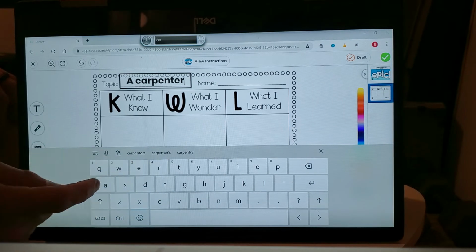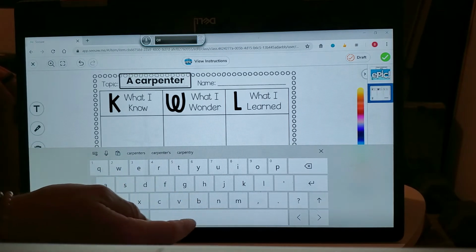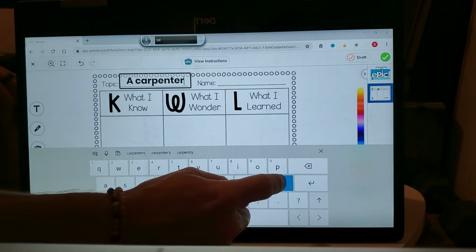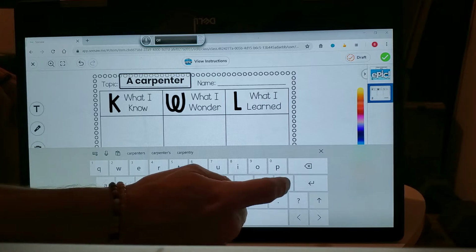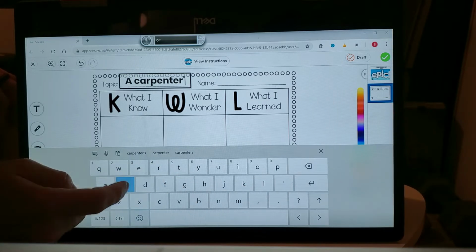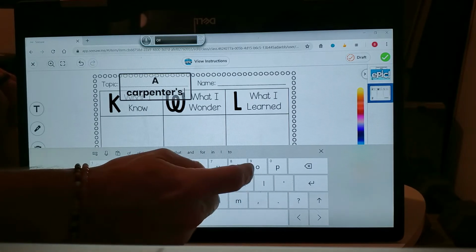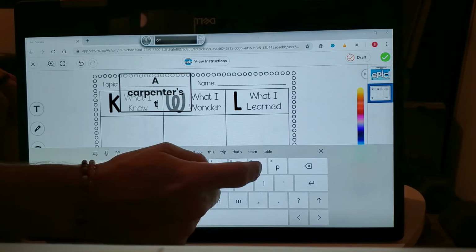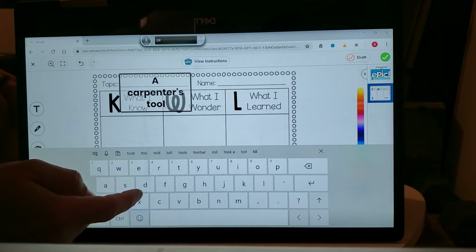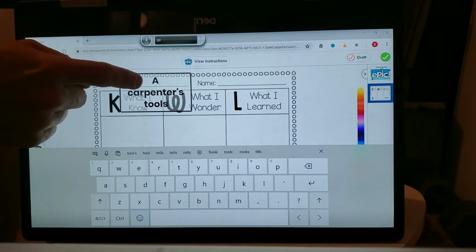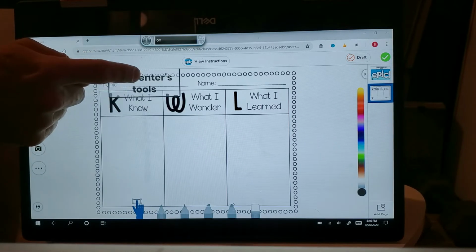A carpenter's tools. And it's all right if you take up a little bit more space than they have on there. I want to know what your topic was. All right. So your topic was a carpenter's tools.